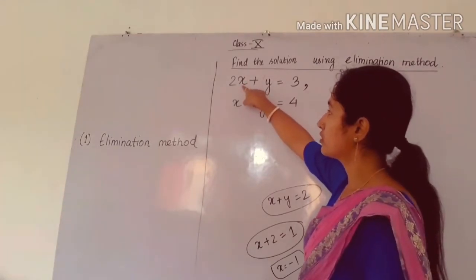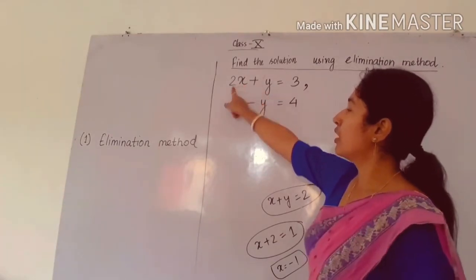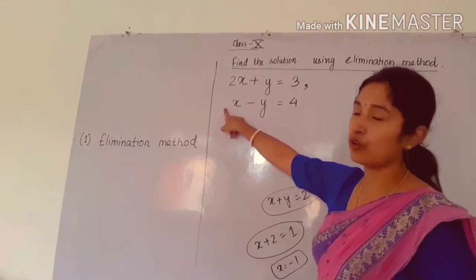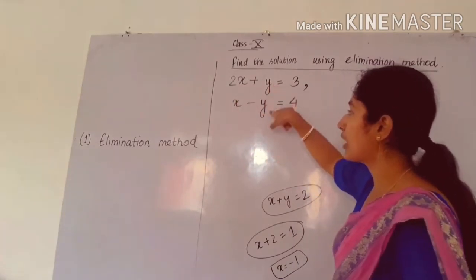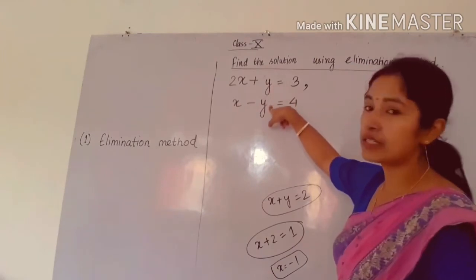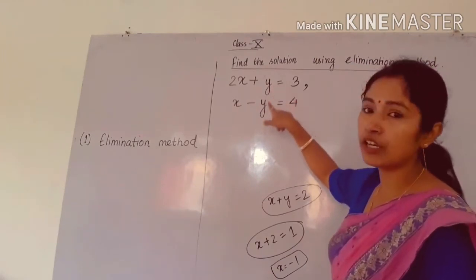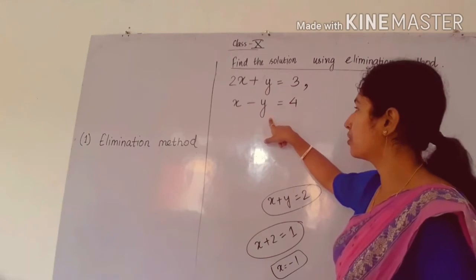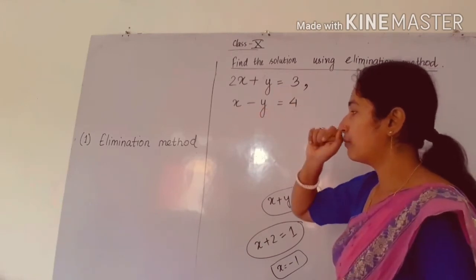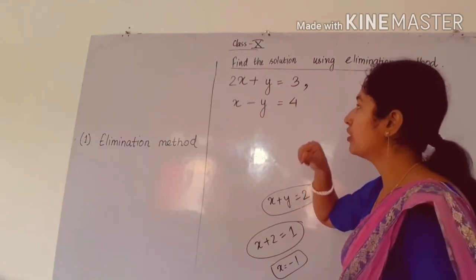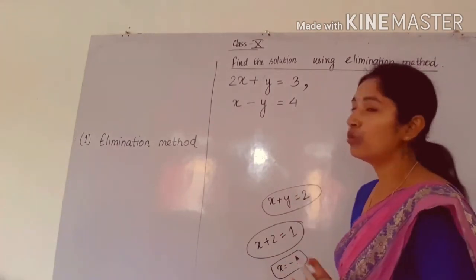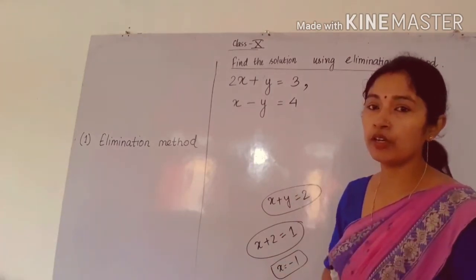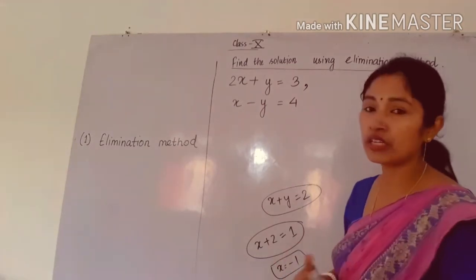The coefficient of this x is 2, but the coefficient of this x is 1. So we cannot eliminate x, we can eliminate y because both the y's are the same. Here only one y is present, here also only one y is present. So for doing the elimination method, you have to either add or subtract the two linear equations which are given. So you have to check the symbol.